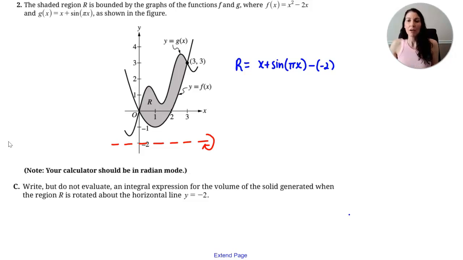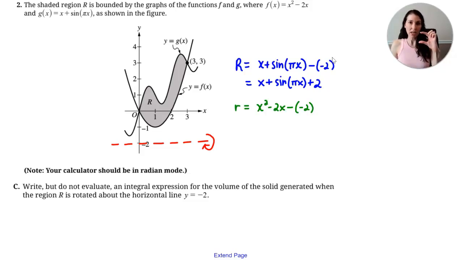So notice here that I gave capital R would be g of x, which is x plus sine of pi x, minus -2. Again, I anticipate there might be some mistakes here. So when you simplify, you would have x plus sine of pi x plus 2. And it is absolutely okay to just leave it as g of x plus 2. So I just wanted to make that point.